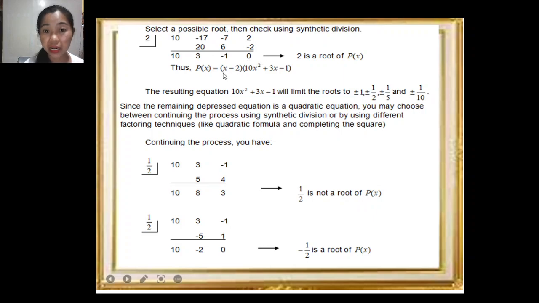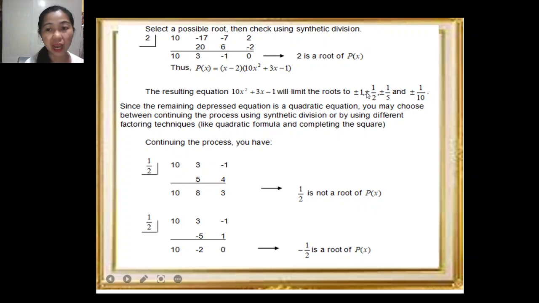So, here, in a factor x minus 2, the value of x is positive 2, and that is one of the roots of your polynomial function. So the resulting equation, 10x squared plus 3x minus 1, will limit the roots to positive negative 1, positive negative 2, positive negative 1 half, to positive negative 1 over 10. Ngayon, i-continue natin yung process kasi meron pa tayong 10, 3, negative 1.